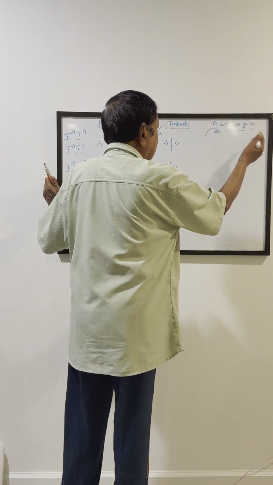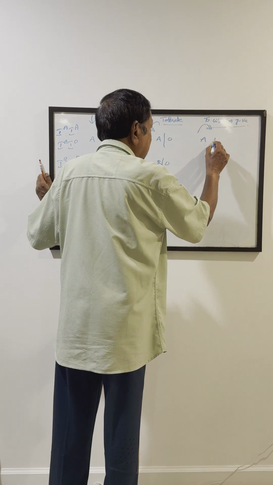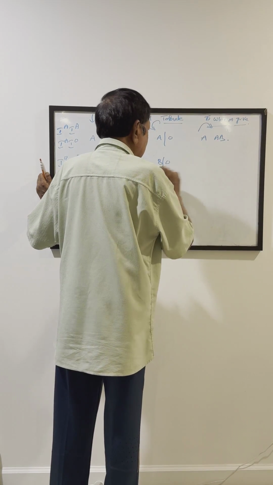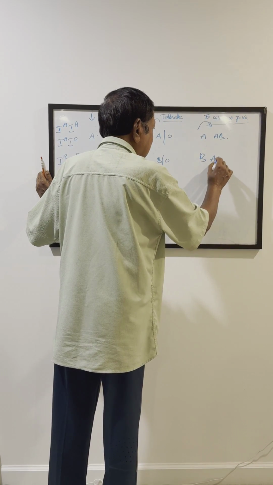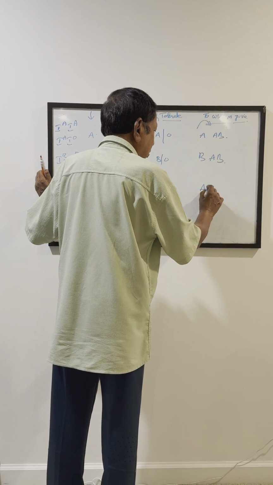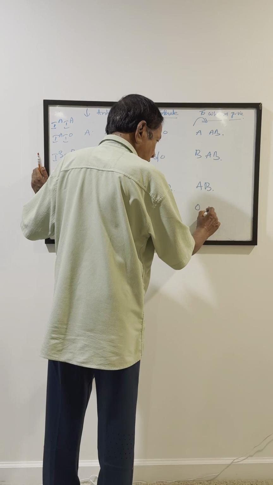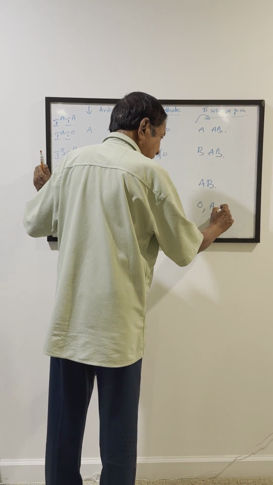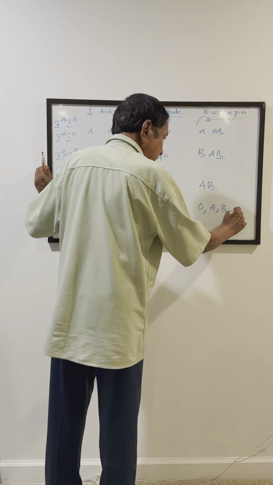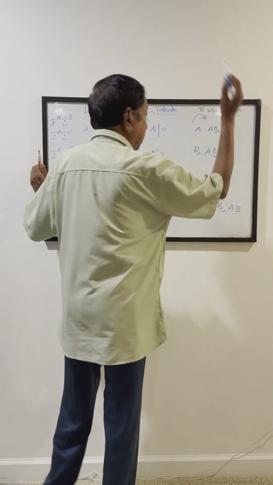Now, to whom it can be given? They can be given to A or AB. Now, they can be given to B or AB. They can be given only to AB. Now, O type of blood can be given to O. It can be given to A. It can be given to B. It can be also given to AB.